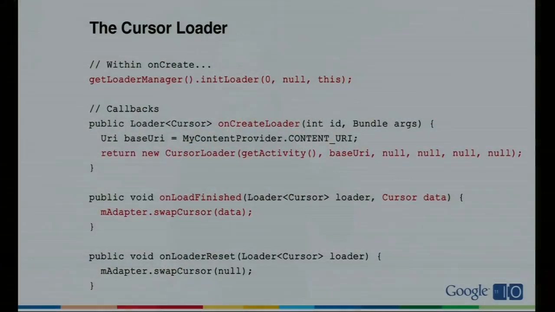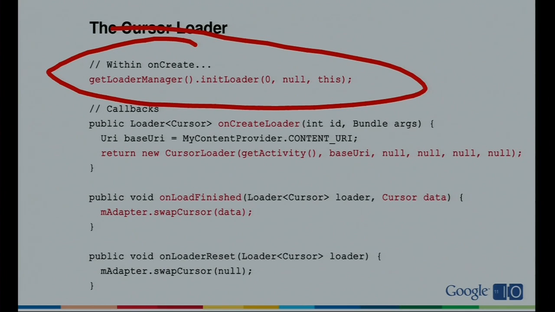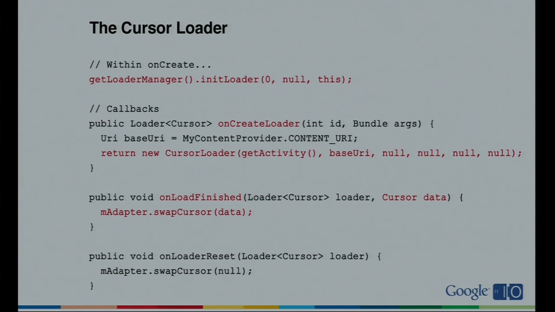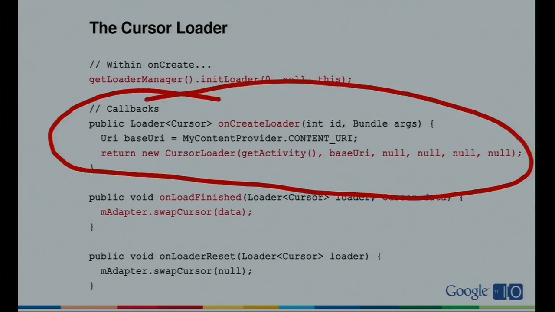Now, the code looks a little bit scary. It's not actually as complicated as you might think. We're going to start off by getting an instance of the loader manager, and that's what's going to let us do the work. And then all the magic happens here. So on create loader, now the cursor loader, which we're calling there, the constructor with all those null strings, is essentially where you're able to construct the cursor which you want to load in a background thread. So the base URI there is the key. That's the base URI to the content provider which you want to extract content from.